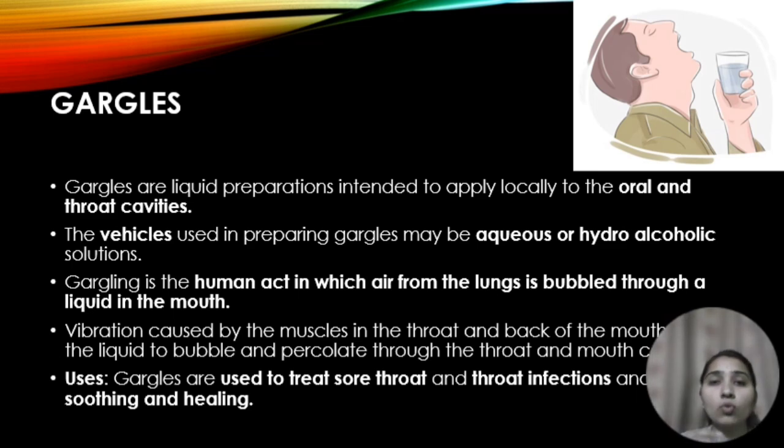So gargling. What is meant by gargling? Gargling is the human act in which air from the lungs is bubbled through a liquid in the mouth. Vibration caused by the muscles in the throat and back of the mouth causes the liquid to bubble and percolate through the throat and mouth cavity. What is the main use of the gargle? Gargles are used to treat sore throat and throat infection, and they also provide a soothing and healing effect. You can see gargling in the picture.